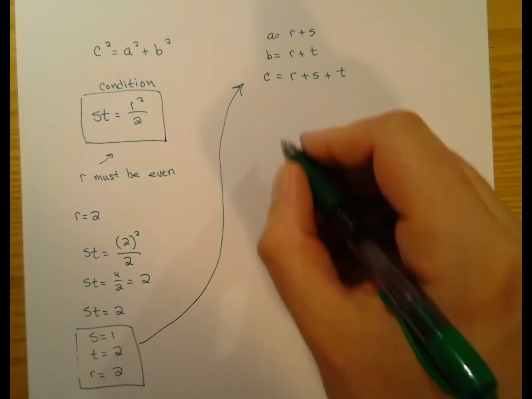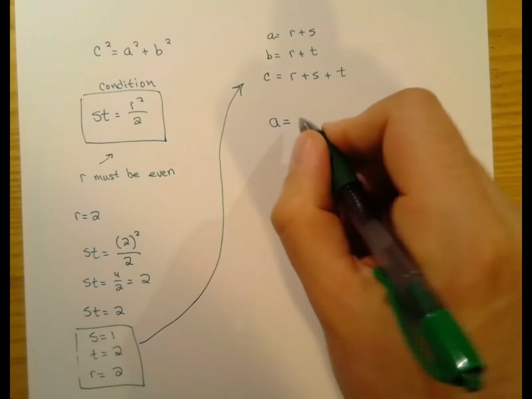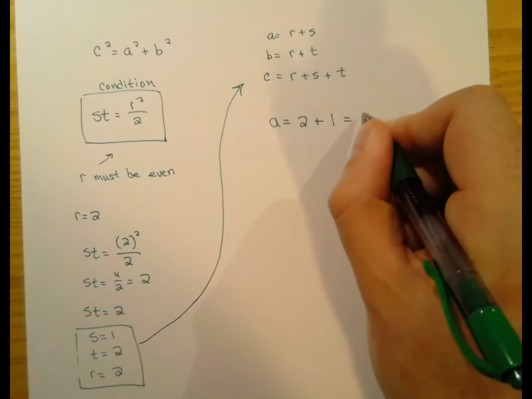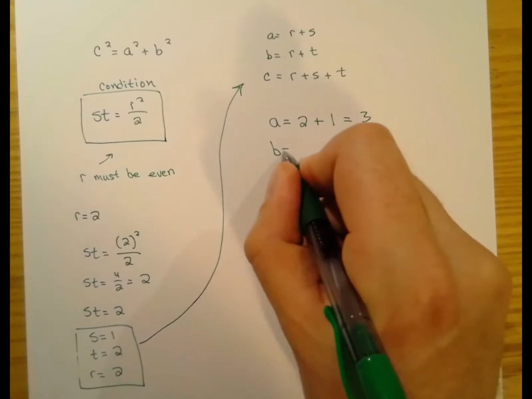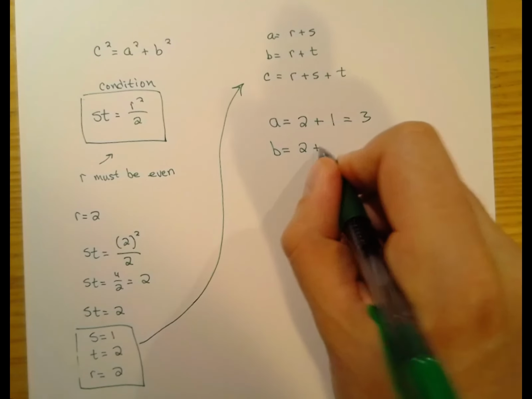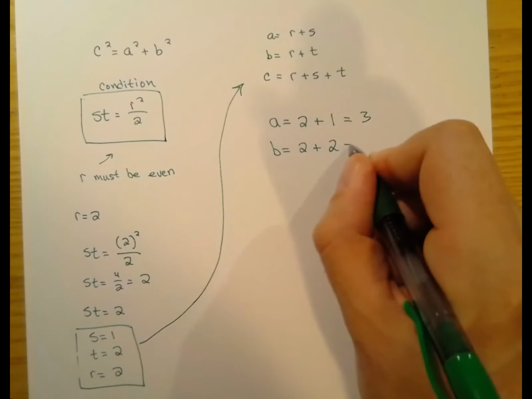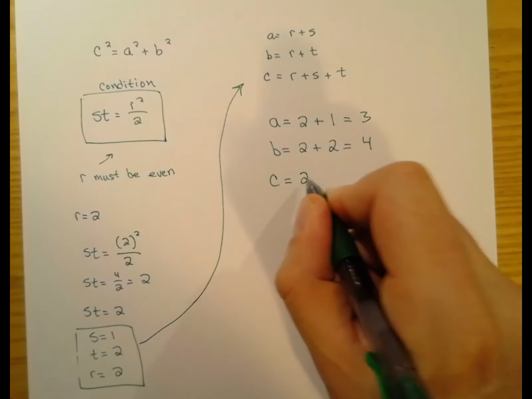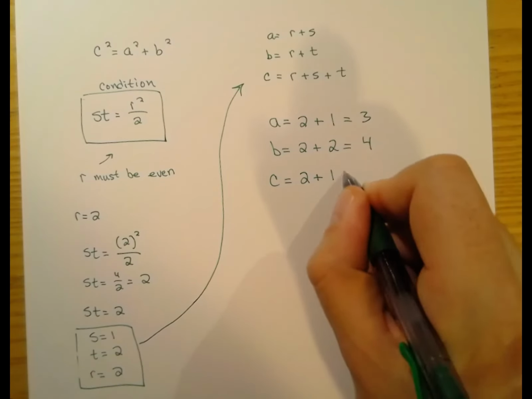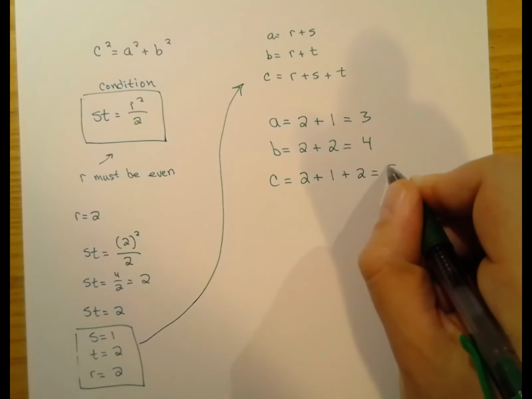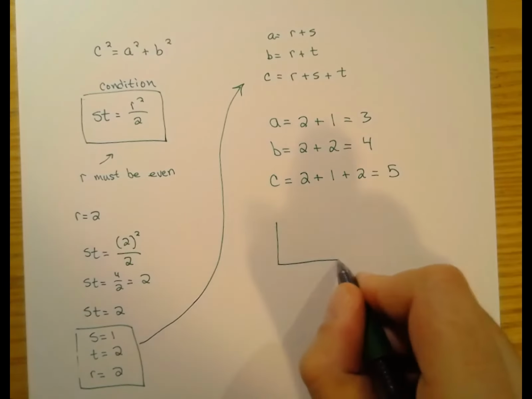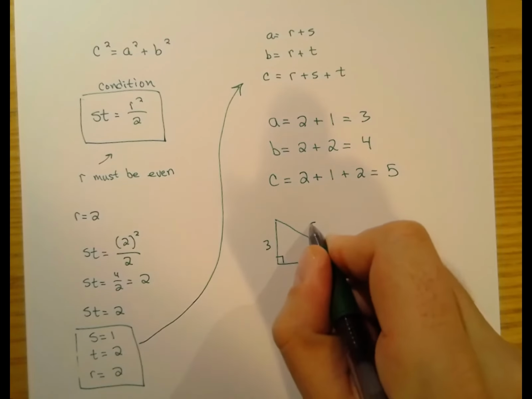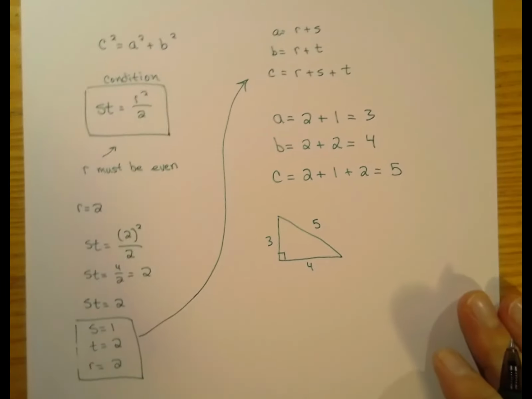substitute them in. So my a value is r plus s. My b value is r plus t. And my c value is r plus s plus t. And we have 3, 4, and 5. A Pythagorean triple.